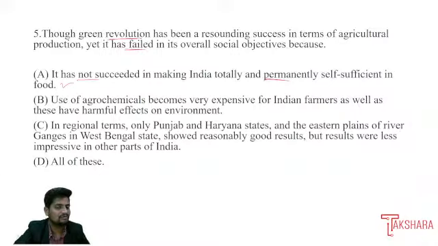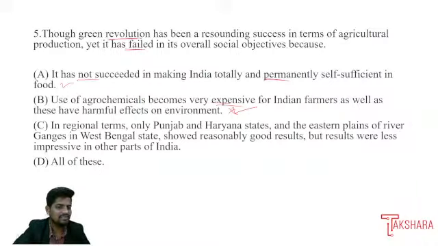So it is also an important point, and they are very expensive. This is a very important point. Agro-based chemicals are highly expensive, so poor farmers will not buy them, so it is a failure of the green revolution. So option B is also right.